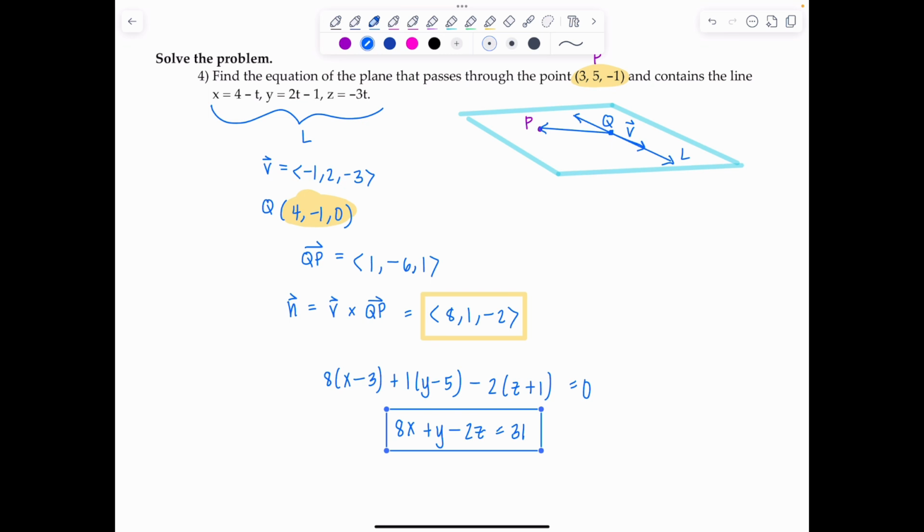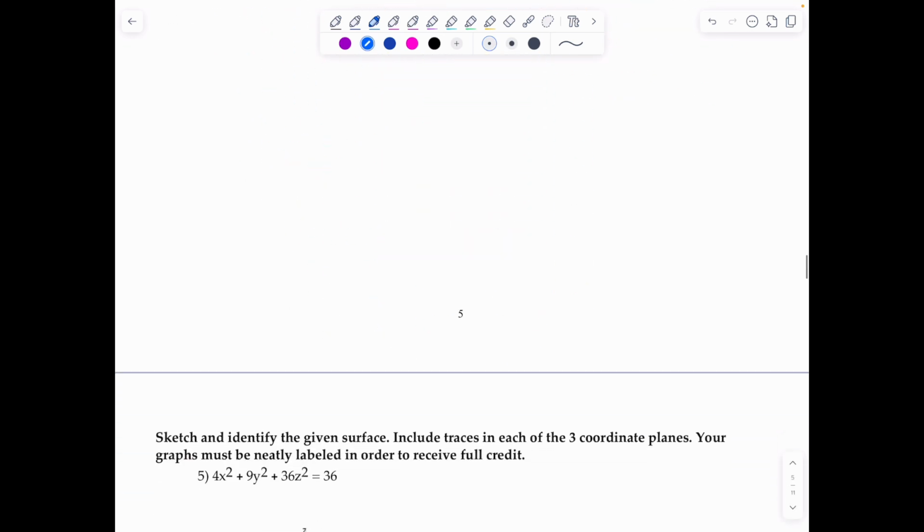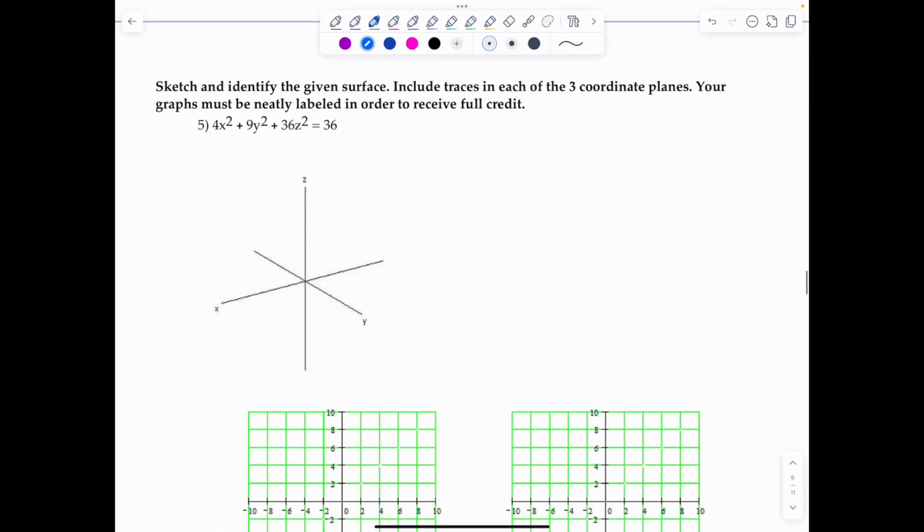Perfect. Okay. Question 5. Sketch and identify the given surface. Include traces in each of the 3 coordinate planes. Your graphs must be neatly labeled in order to receive full credit. So right away I can recognize this is the equation of an ellipsoid and they needed to identify the surface. Let's put it in standard form. I'm going to divide the entire equation through by 36 so it's equal to 1. So I'll have x squared over 9 plus y squared over 4 plus z squared over 1 equals 1.